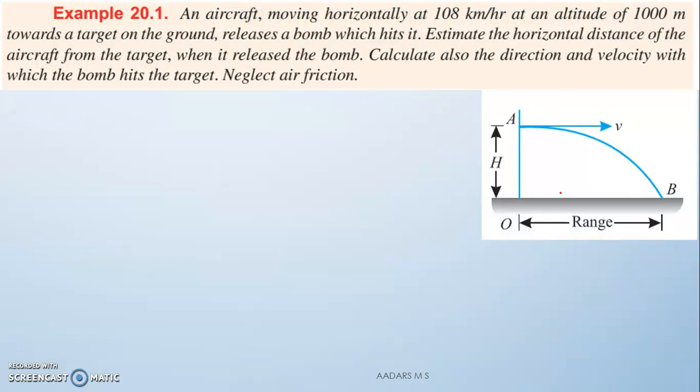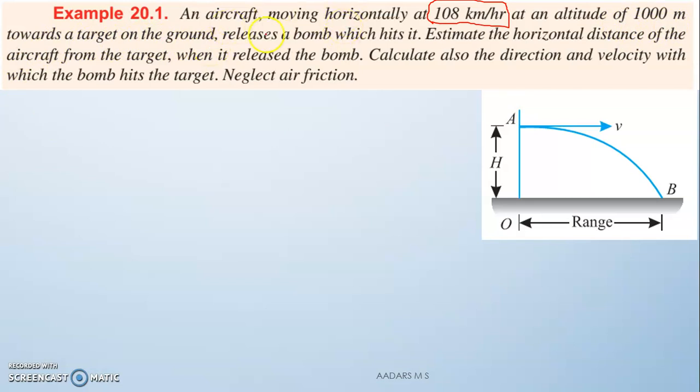So this is our problem. An aircraft is moving horizontally at 108 km per hour. Normally we will be dealing with meters per second. To convert into meters per second, multiply by 5 by 18. 108 into 5 by 18, you will get 30 meters per second, at an altitude of 1000 meters. That is, the aeroplane is at a height of 1000 meters towards the target on the ground.